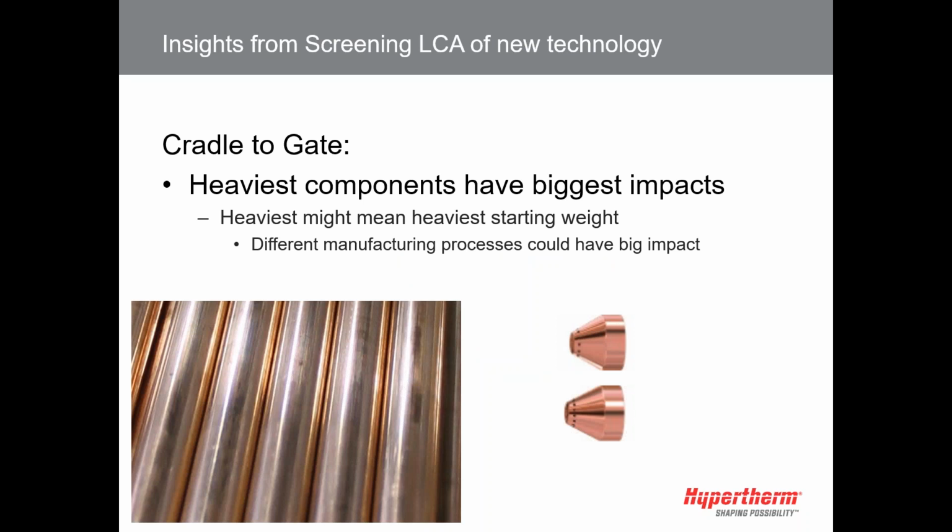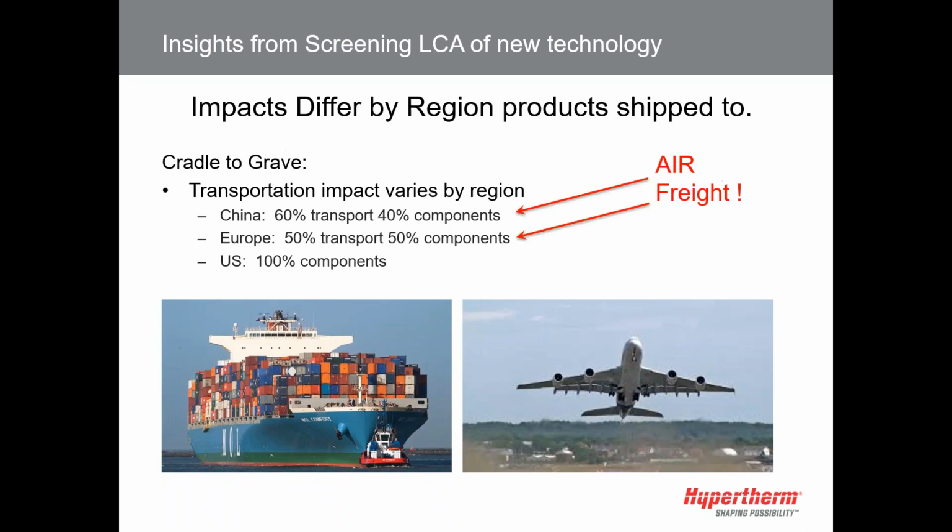In this cradle to gate LCA, one of the things we discovered is that the heaviest components that make up that consumable, and the consumable is the new product I'm talking about, have the biggest impacts. You can see in that picture on the left, our raw material in the past has always been a solid bar of metal. When you look at the parts that come from it that are largely hollow parts, you can see that the heavy component coming from a piece of that iron or copper bar stock is very impactful. Next slide.